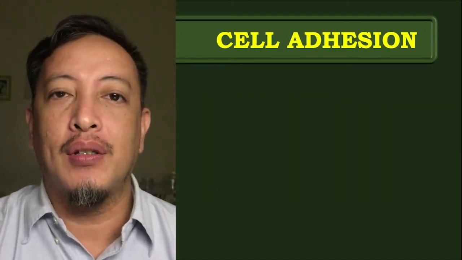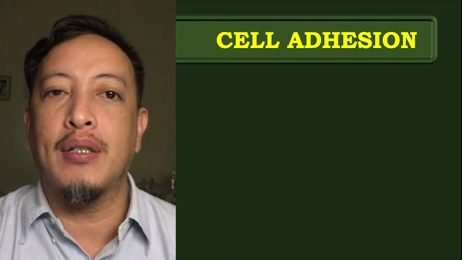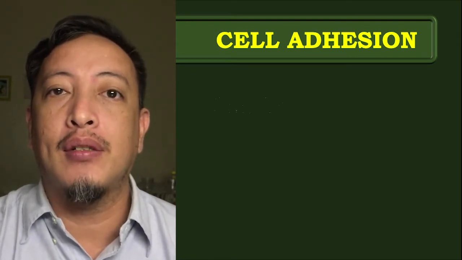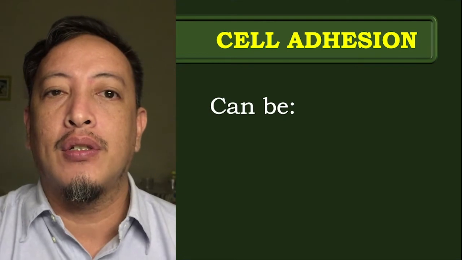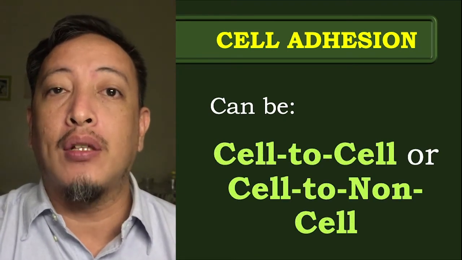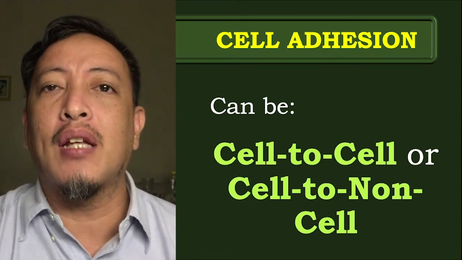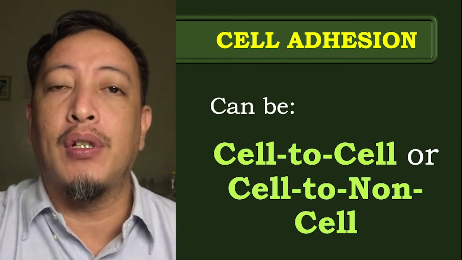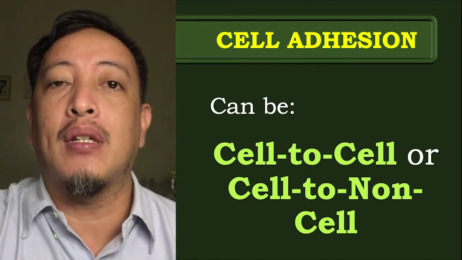Cell adhesion is the ability or the process of the cells sticking either to other cells or to other structures. So in other words, adhesions can be cell to cell or cell to non-cell. When we say non-cells, we are referring to the interstitial matrix or the basal lamina of tissues.